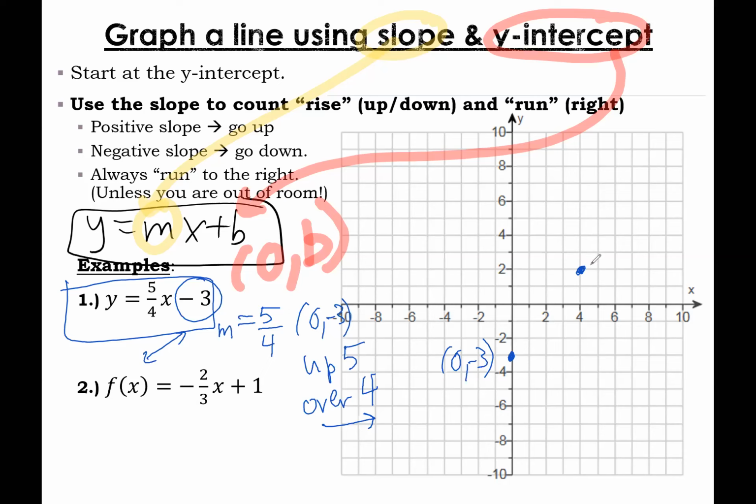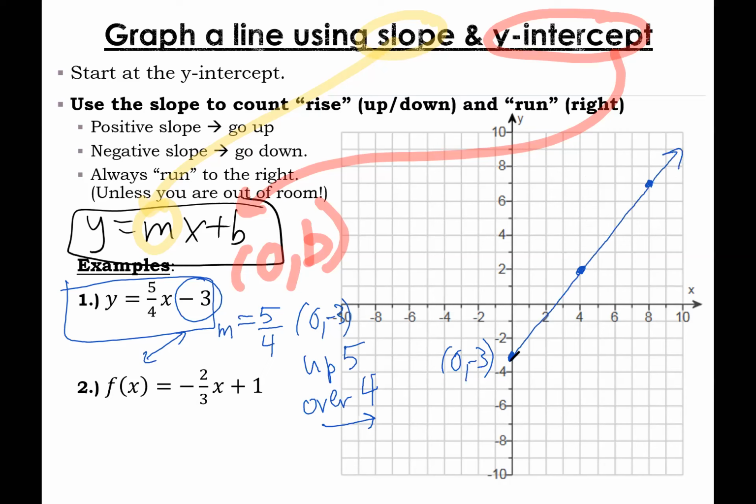I'm going to add another point and continue. I'm going to go up 5 again. 1, 2, 3, 4, 5, and then over 4 again. 1, 2, 3, 4. Okay, and I could keep going literally forever, but I'm out of space on my graph paper. So there we go.